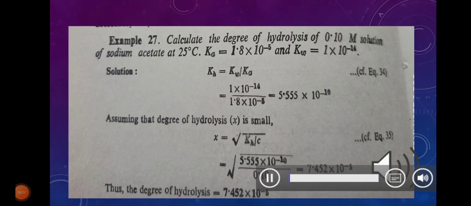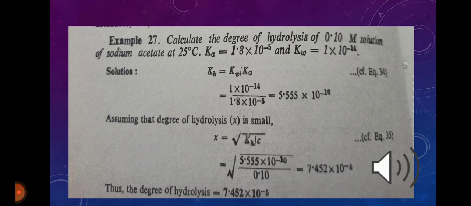Now one of the problems we are discussing: calculate the degree of hydrolysis of a 0.10 molar solution of sodium acetate at 25 degrees Celsius. K alpha, the dissociation constant of the acid, is given as 1.8 into 10 to the power minus 5, and Kw, for the dissociation of water, is 1 into 10 to the power minus 14. We have to substitute these values in the equation and calculate the degree of hydrolysis for the reaction.